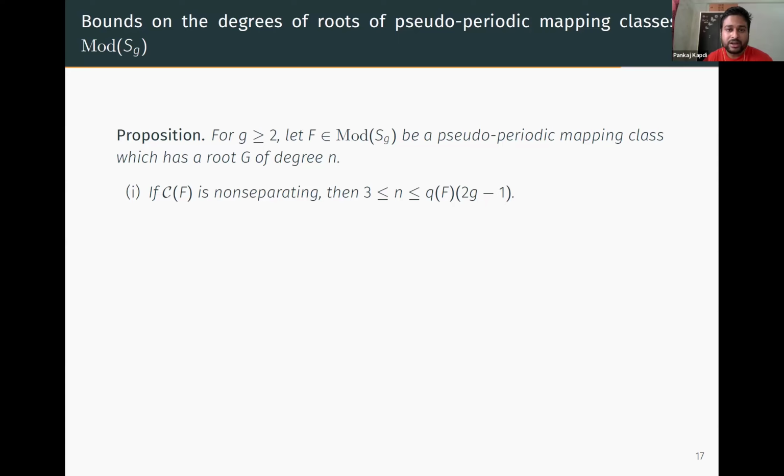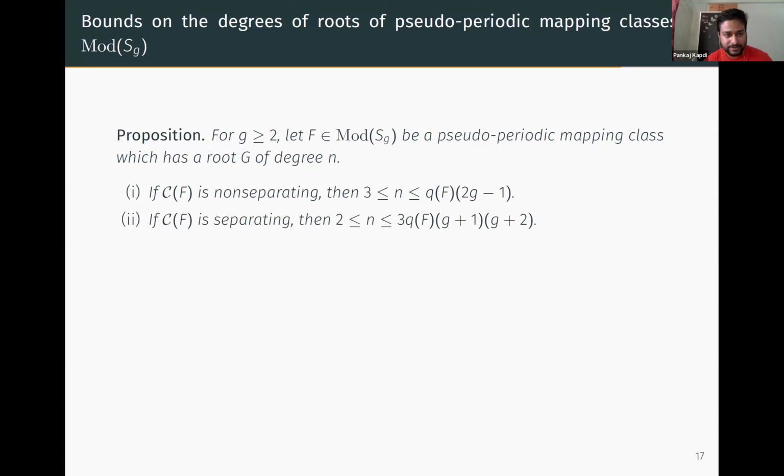But in general, if your canonical reduction system is non-separating, now I'm not talking about one curve being non-separating, I'm talking about the whole canonical reduction system. The collection of disjoint curves is non-separating means that if you cut the surface along those disjoint curves, the surface still remains connected. If that is the case, then the highest degree can be 2g minus 1 times that particular QF that we have defined before.